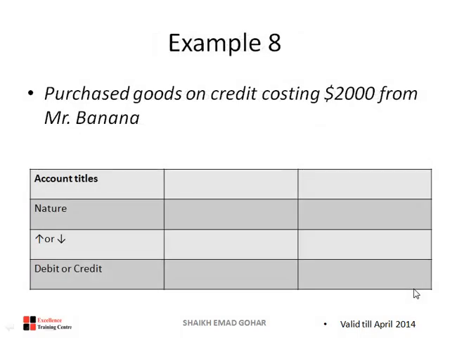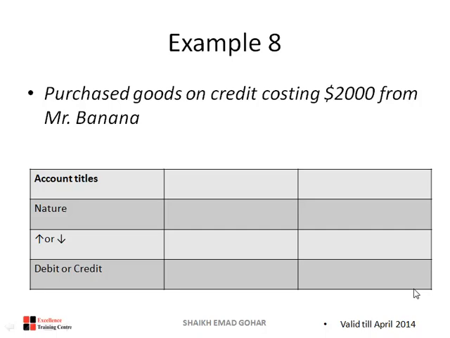Now the other point, remember in example number 6, it was purchase goods on cash. Now I am saying purchase goods on credit. When I am telling you credit, it means I am not paying now. When I am purchasing something on credit, it means I am not paying now, I will pay in 15 days, 30 days, maybe 45 days, depending on the credit period.